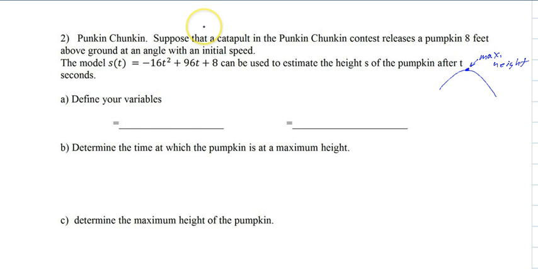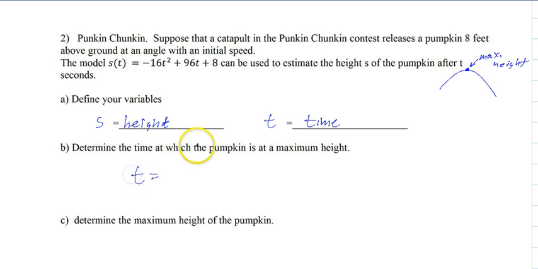So read the question, and now label your variables. So s is our height. So if we want the maximum height, we need a value of t to find s, and then t is time, and the time will be used to find that maximum height. So determine the time at which the pumpkin is at the maximum height.